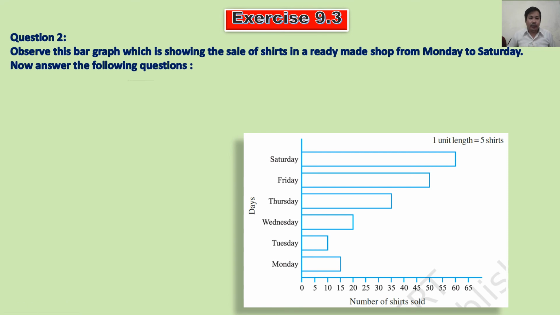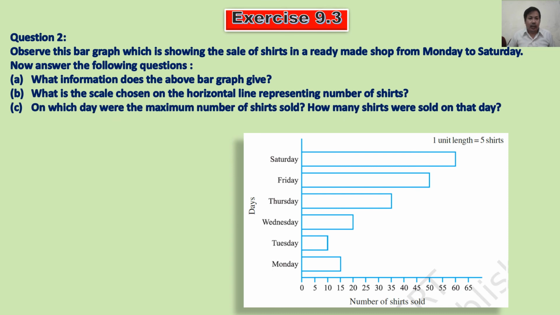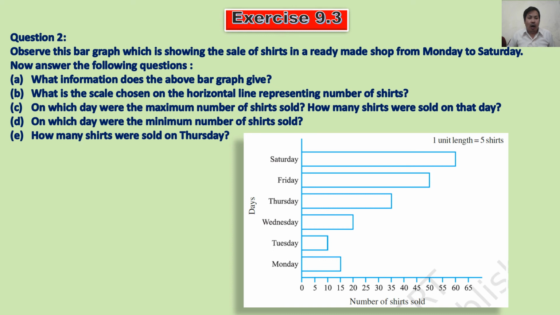Let us see the next question. Now answer the following questions. What information does the above bar graph give? Then what is the scale chosen on this horizontal line representing number of shirts? On which day were the maximum number of shirts sold? How many shirts were sold on that day? Next, on which day were the minimum number of shirts sold? And E, how many shirts were sold on Thursday? Then here comes the solution.